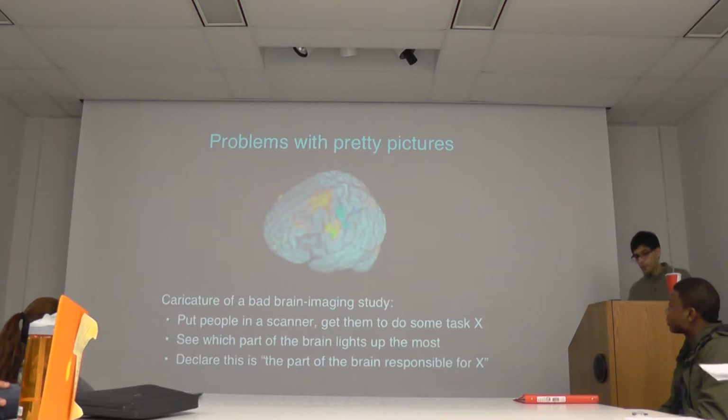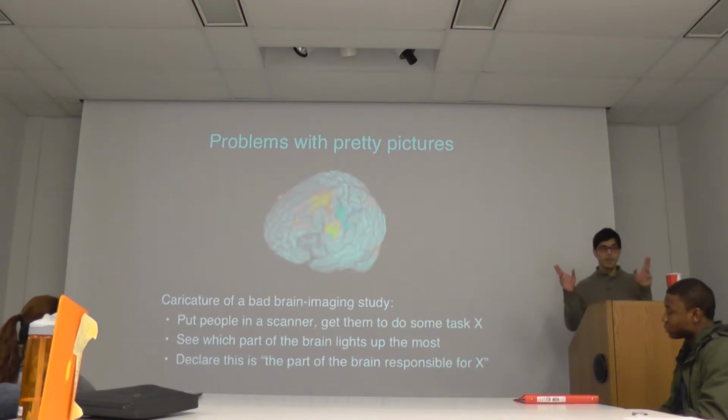And one of the main drawbacks of just looking for a particular region that's active for a particular task is that it kind of makes you feel like you're finding the part of the brain that is the area responsible for X.